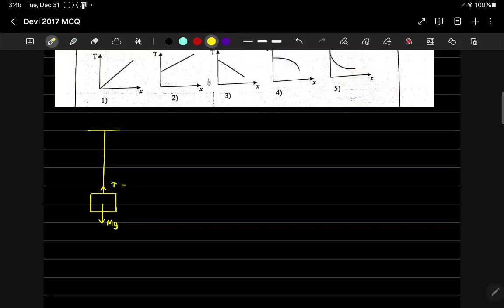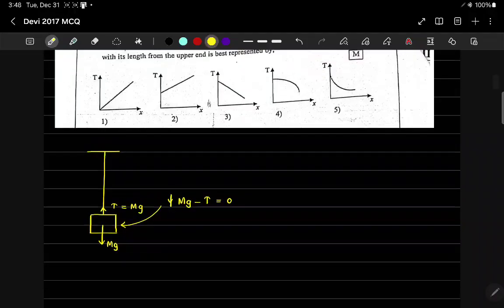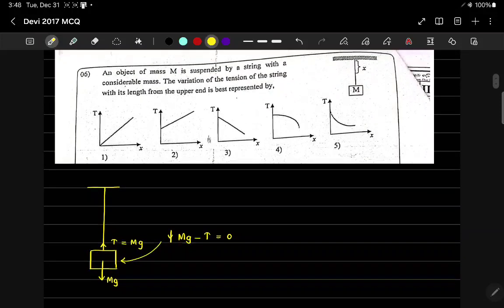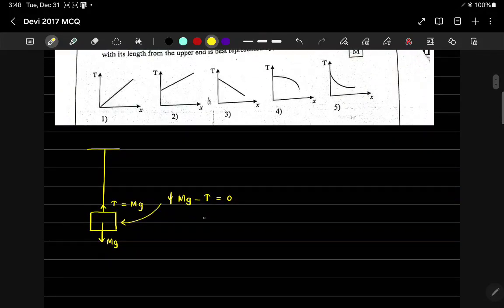It would be mg, right? If we consider the equilibrium of this mass, let's say we consider the forces downwards, mg minus T, because the tension is upwards, equals 0. If it is in equilibrium, the resultant force should be 0. Then T equals mg. Now that would be the tension throughout the string.